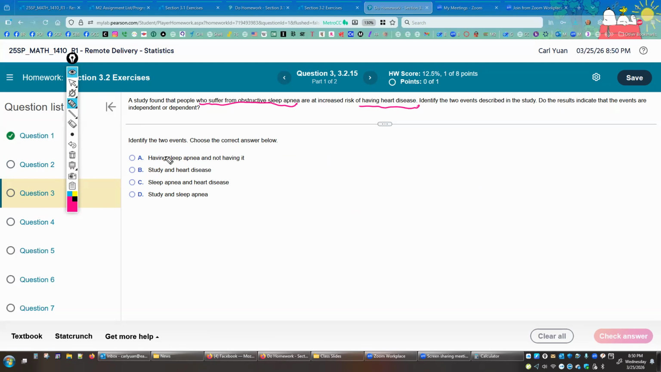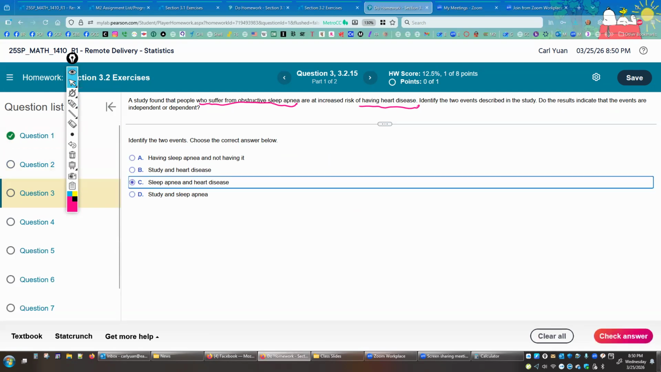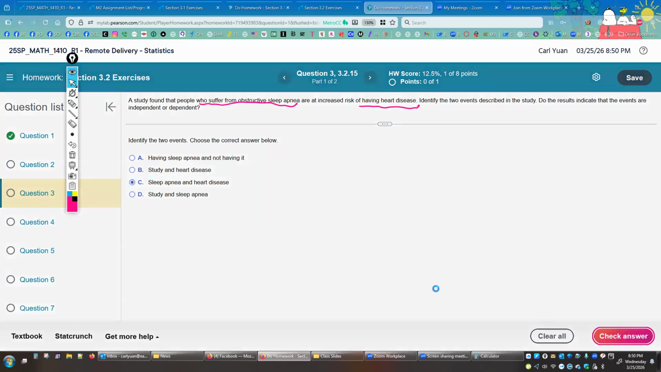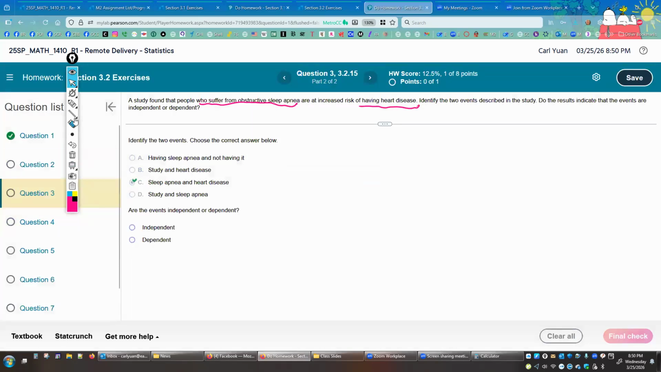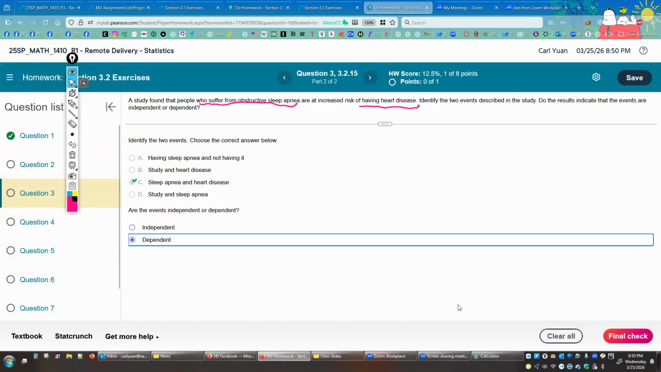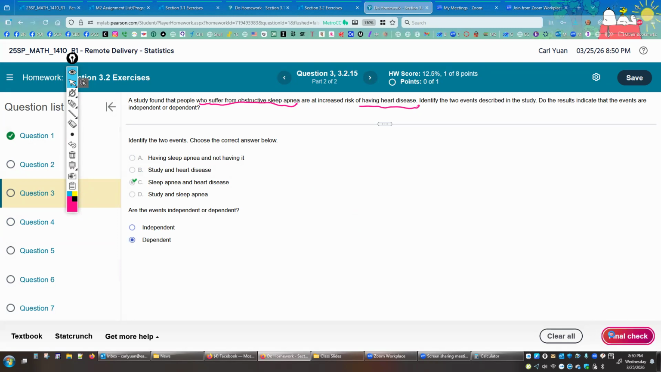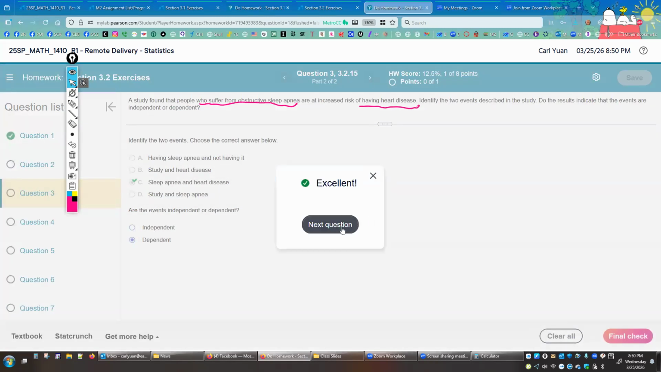Oh, identify the 2 events first. So the 2 events are sleep apnea and heart disease. Okay, now the second part: are they independent or dependent? Since one is going to cause the other, dependent, or one would increase the risk of the other, I should say. All right, so that's it.